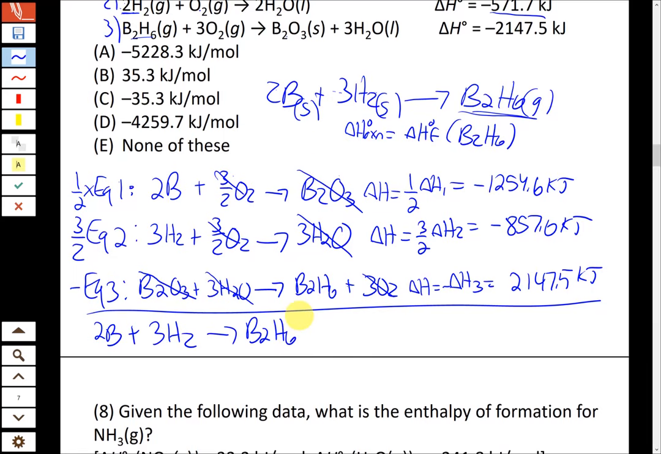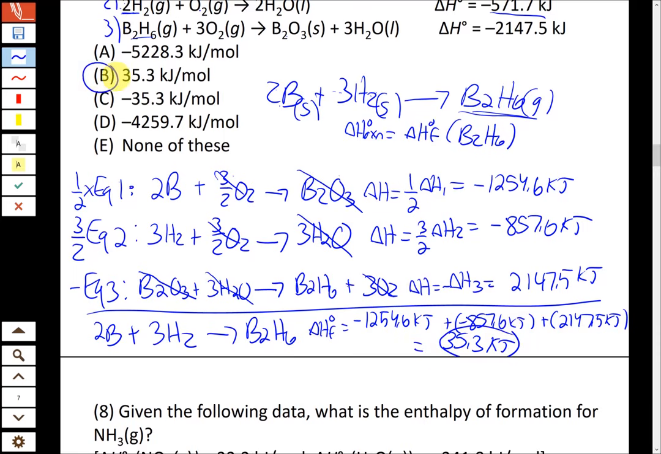So those three add together correctly to give the equation we're looking for, and now we can just add the three delta H values. So the delta H for this reaction, which is the delta H of formation for B2H6, is those three numbers added together: minus 1254.6, minus 857.6, and then 2147.5. So those three added together, it comes out to 35.3 kilojoules, positive number. And that would be choice B here.